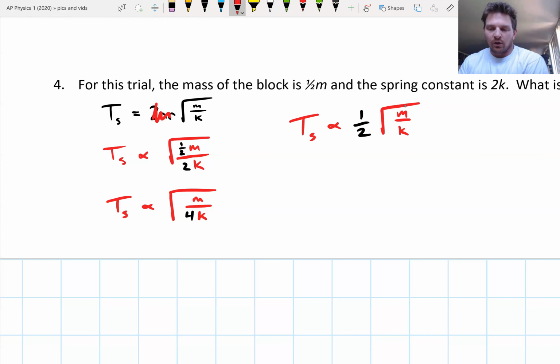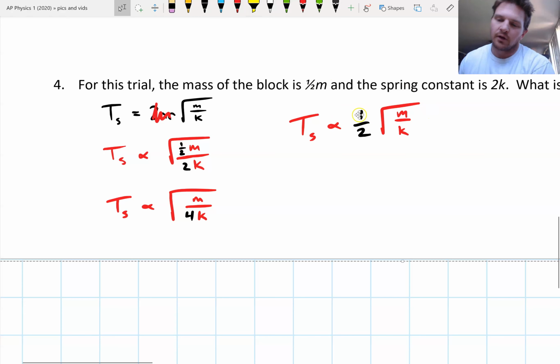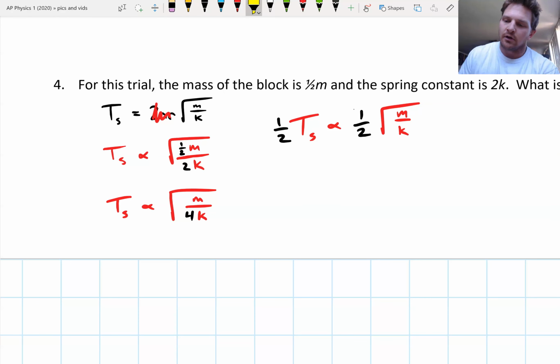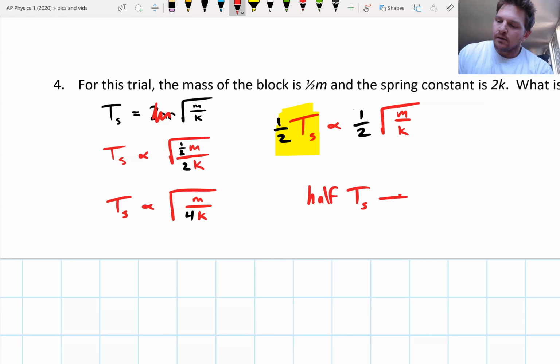And because we got a 1/2 in front of this side over here, then now we got to have a 1/2 in front of the other side. So it is half of whatever the original period was. And since the original period was 2, that tells me that the new period is 1 second.